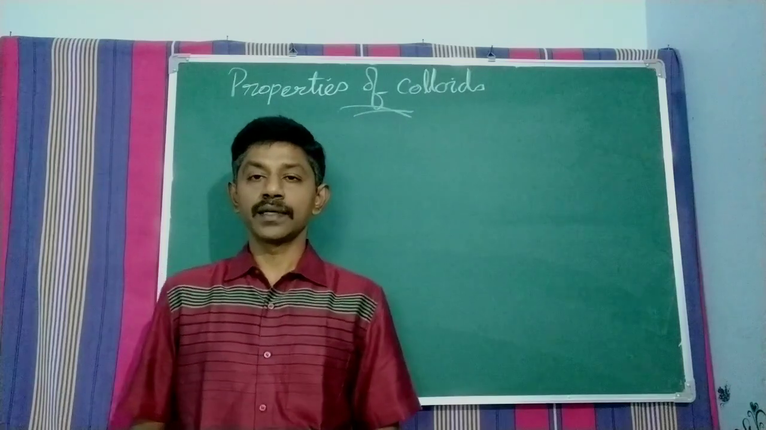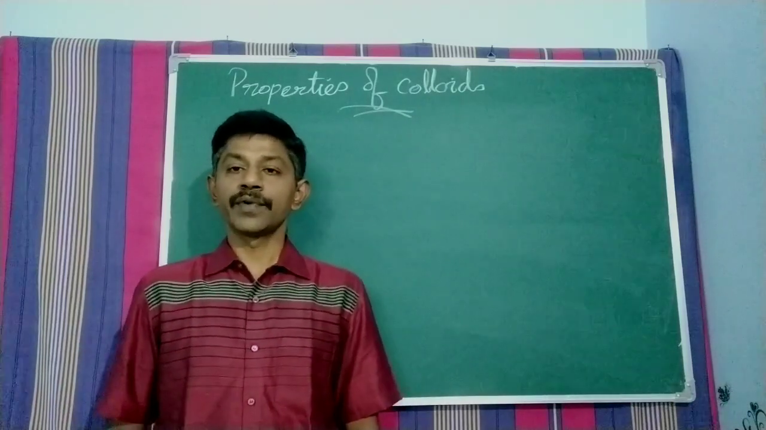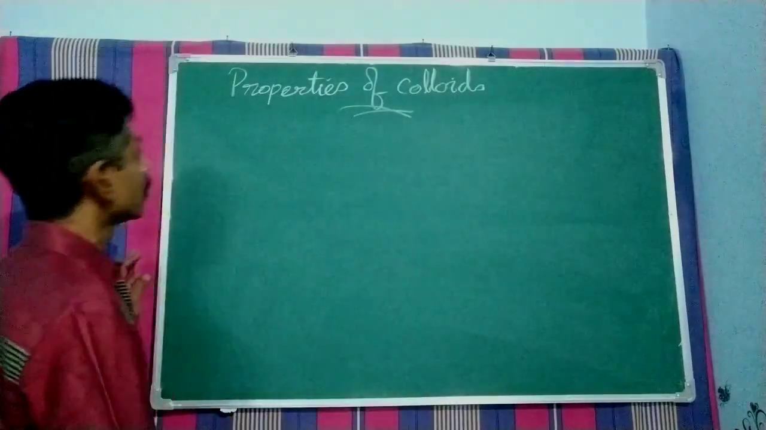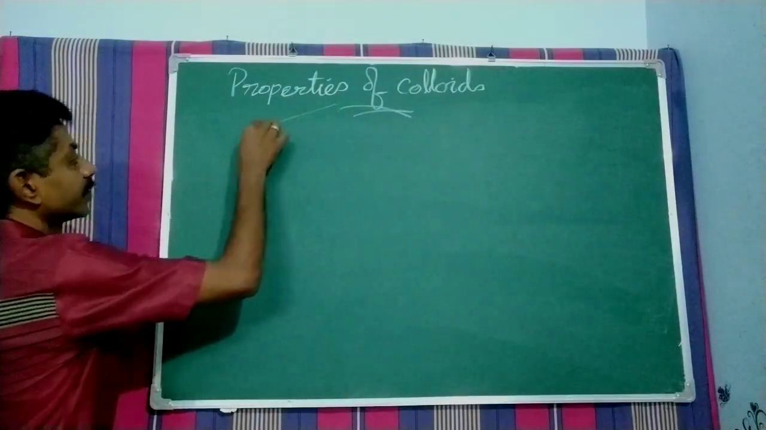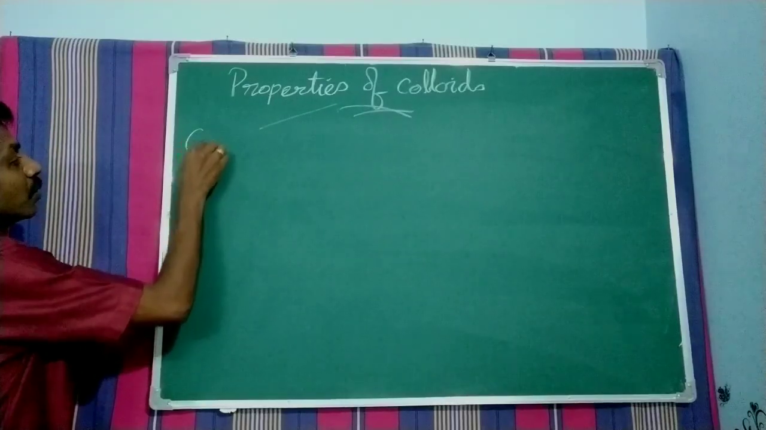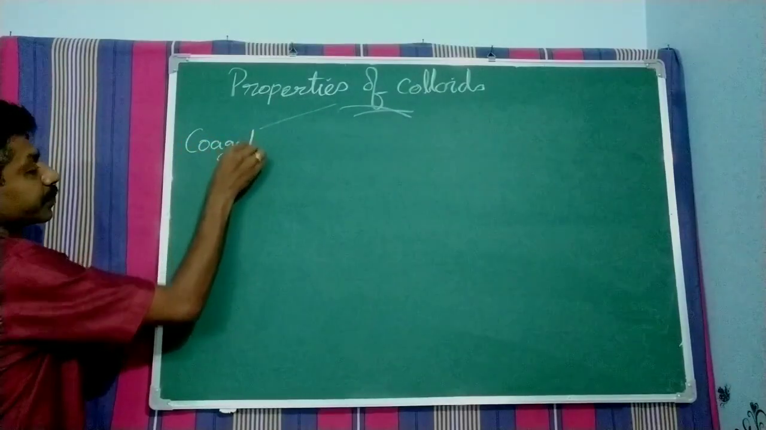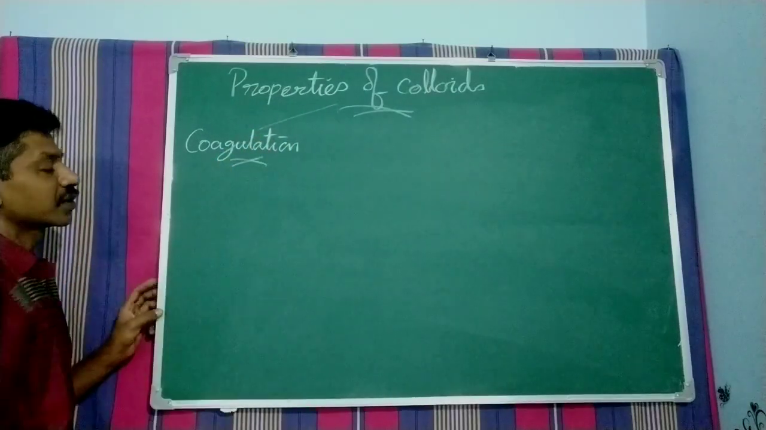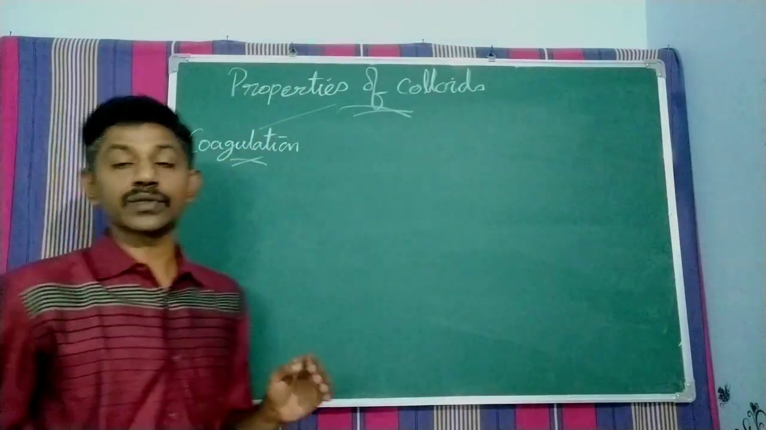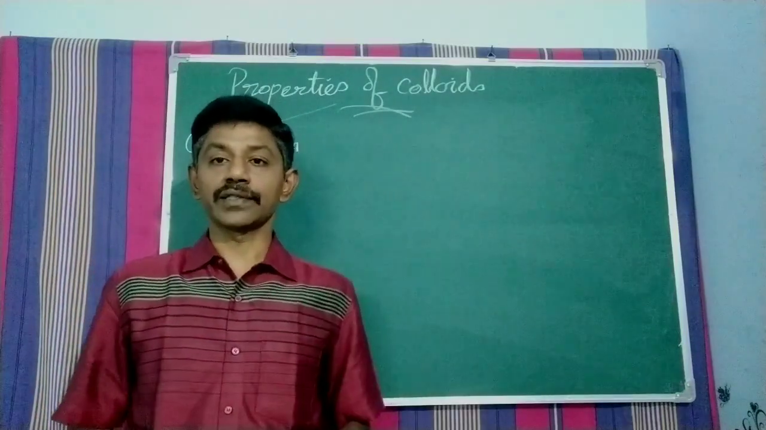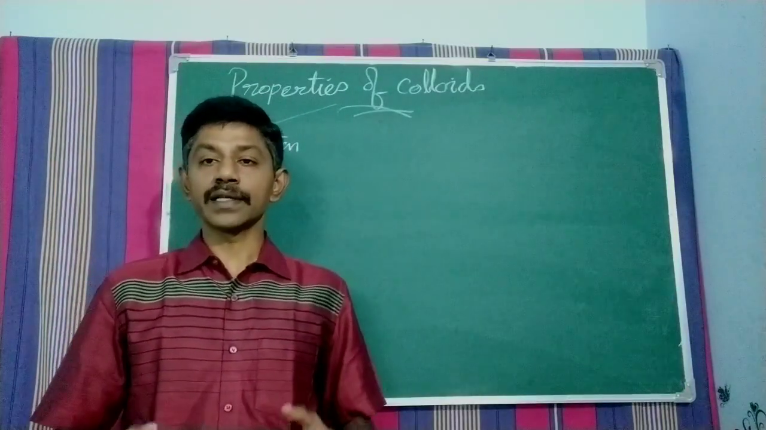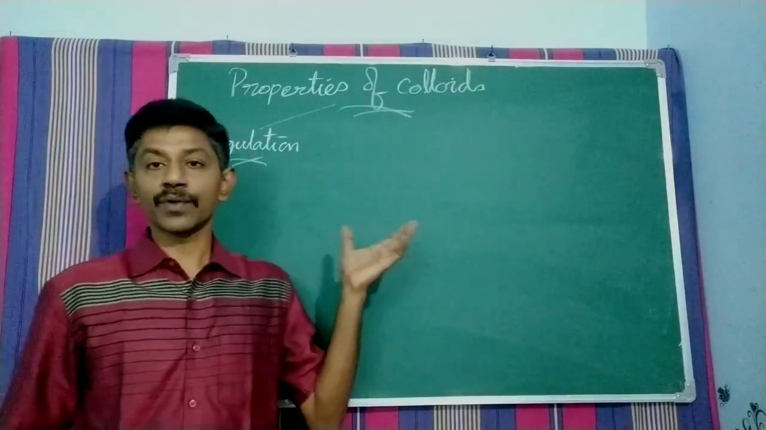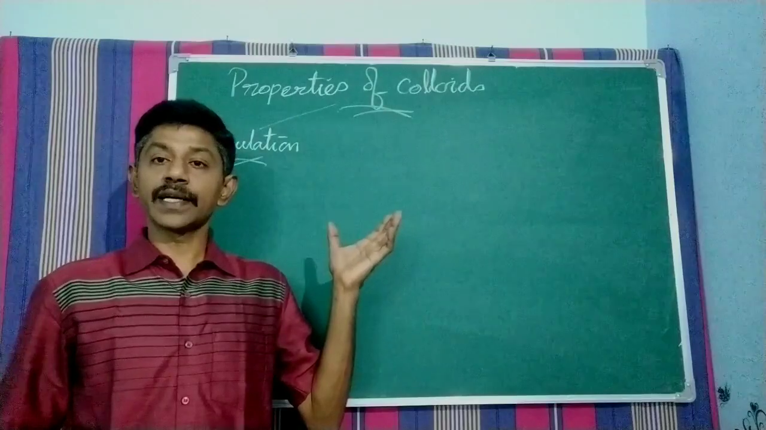Dear students, in today's session we are going to talk about other properties of colloids. What are they? The first one we are going to learn about is coagulation. I think you are familiar with the word coagulation, otherwise called flocculation, becoming bigger in size. Coagulation is a property of colloids, and we can prevent it.